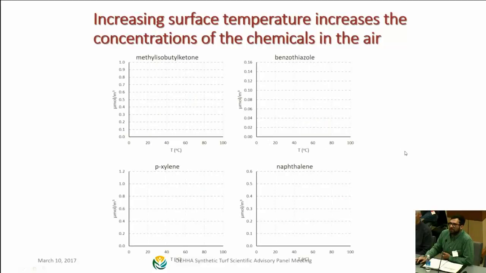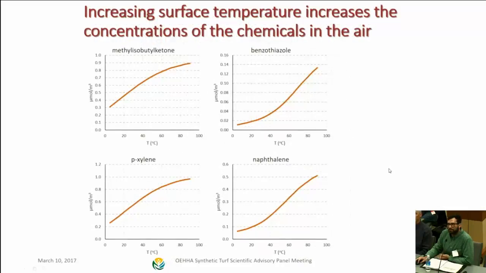Similarly, we looked at the effect of temperature, how surface temperature can affect the concentrations of the chemicals in the air. We can see, again, we have a steady increase for all of these chemicals from 5 Celsius to 90 Celsius. So 5 Celsius, I guess, is about 40 Fahrenheit. And 90 Celsius, you can boil an egg in there.